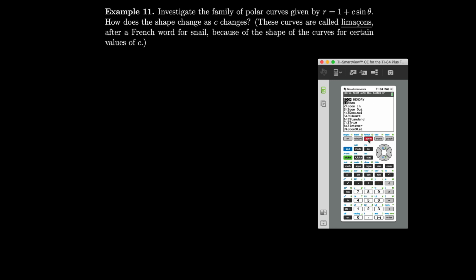So let's go to zoom standard to reset things, and we get this nice looking graph. How about we zoom in a little bit? Move up a little bit so that I don't cut off when I zoom in. Beautiful. So that's our graph at c equals 2.5.